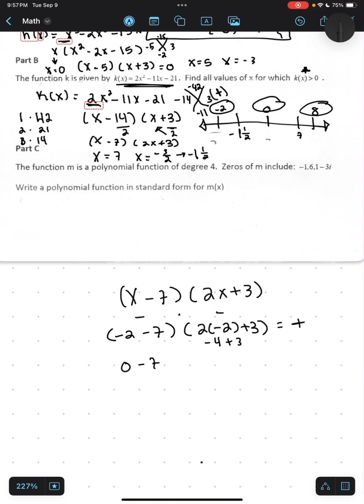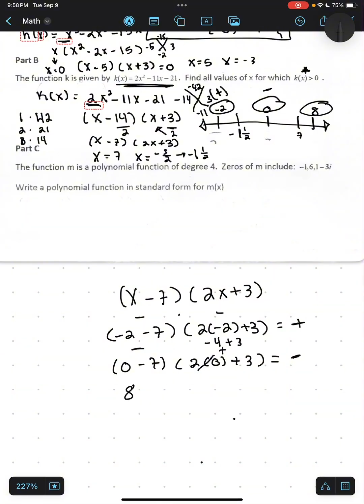0 minus 7, and then we plug in 2 times 0 plus 3. We know this is negative. 0 minus 7 is negative 7. 2 times 0 cancels out. Plus 3, that's a positive. A negative times a positive is a negative. So we know 0 is below the x-axis.